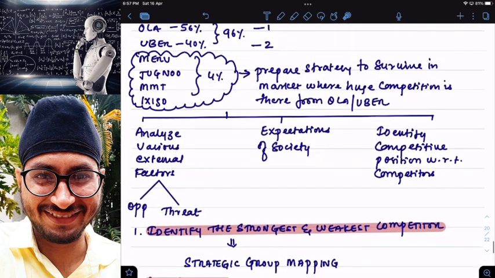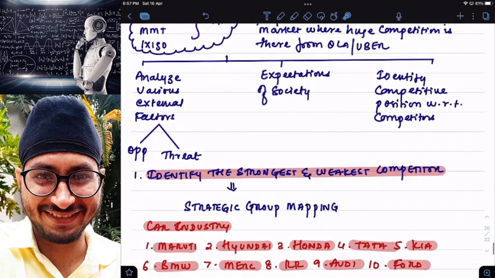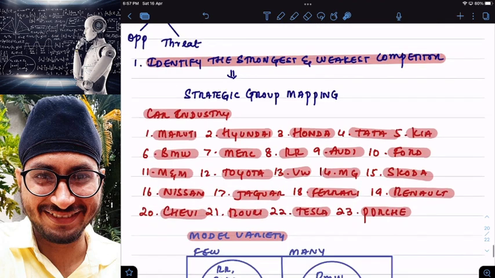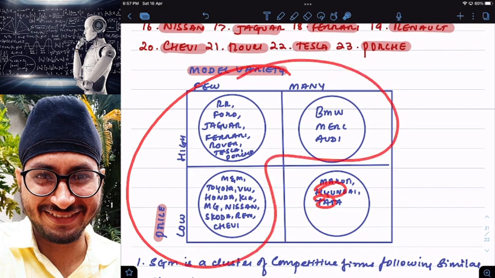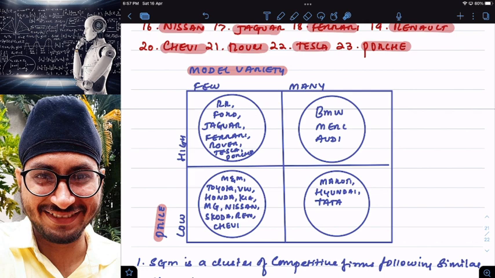Anyone has any doubts in first point under competitive strategy? What is the first point under competitive strategy? Identifying the strongest and weakest competitors. Who is the strongest competitor for Maruti, Hyundai and Tata? All others are weak competitors. Why? Because they are following a different strategy. So anyone has any doubts here?